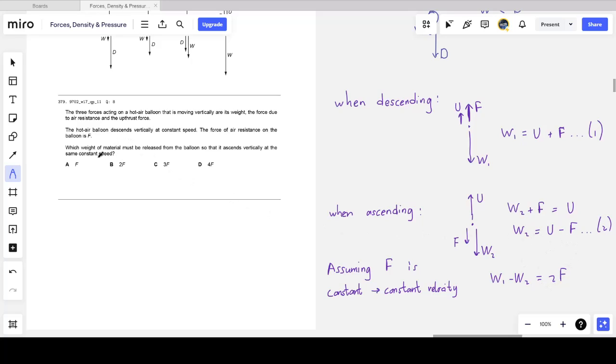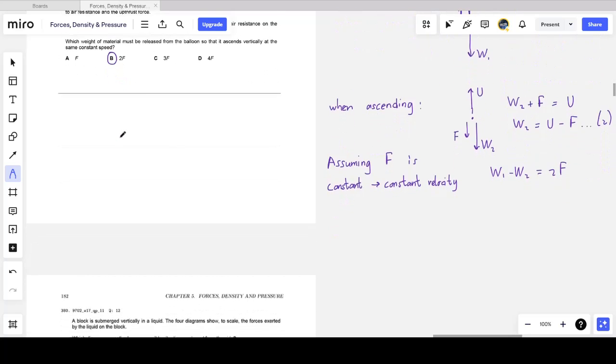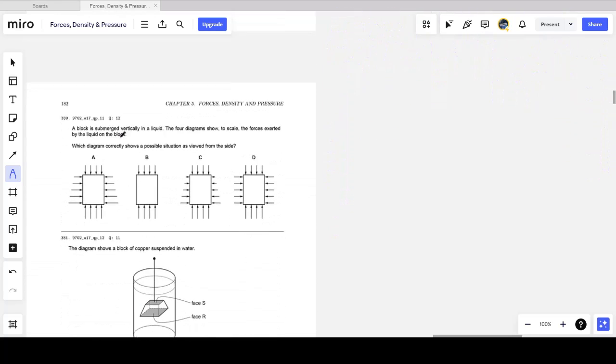And that corresponds to option B. So it must lose 2F of its weight in order to, instead of descend, start to ascend. Whether it means throwing some sandbags off the edge or whatever it may be, the weight needs to change by 2F so that the balloon can now ascend at a constant speed, which is the same speed as the descent speed. Okay, so quite a conceptual question there.